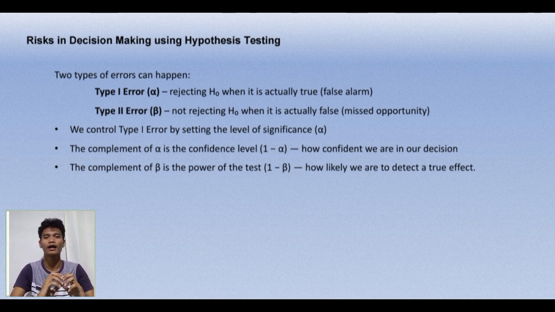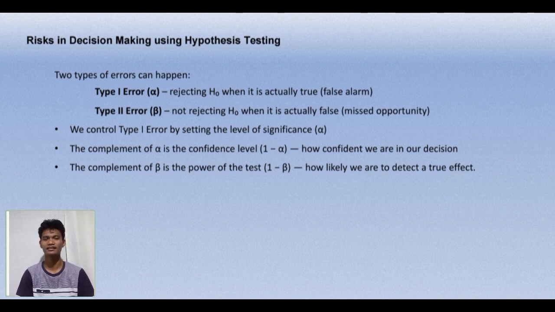Whenever we do hypothesis testing, there's always a chance we make the wrong decision. That's the risk in hypothesis testing. The first kind is type 1 error, where we reject the null hypothesis even though it's actually true. It's like sounding a false alarm. This risk is called alpha, and we control it by choosing our significance level.